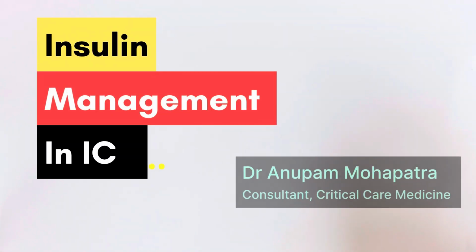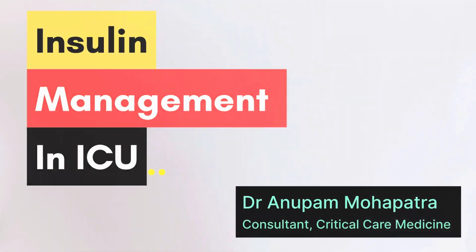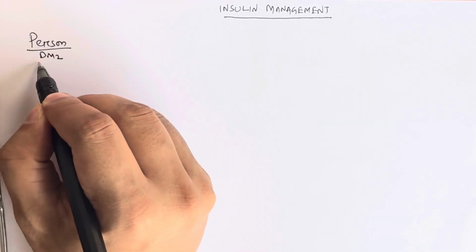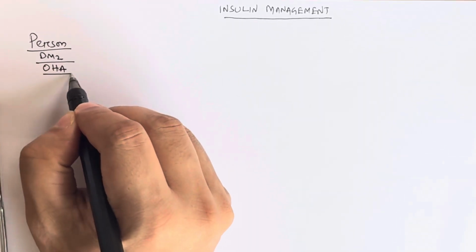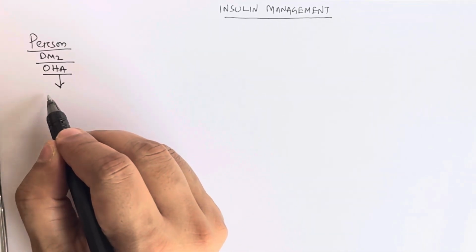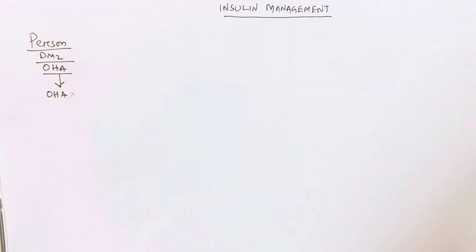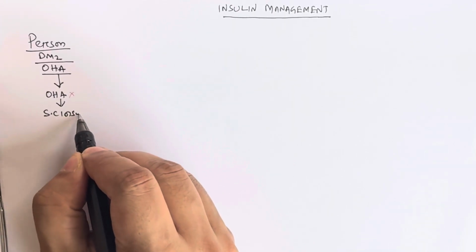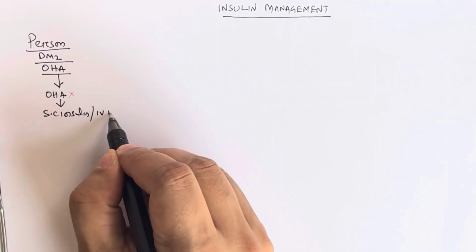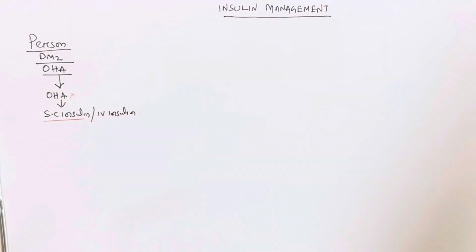Today we'll be discussing insulin management in the ICU or in the ward. We will particularly focus on subcutaneous insulin. Suppose a patient comes to you, a diabetes mellitus type 2 patient, and he is on oral hypoglycemic agents. Now in the ICU or in the ward, in the hospital, we cannot give oral hypoglycemic agents. So what do we have to do? We have to change it to subcutaneous insulin or IV insulin based on the requirement. We will basically be discussing subcutaneous insulin today.